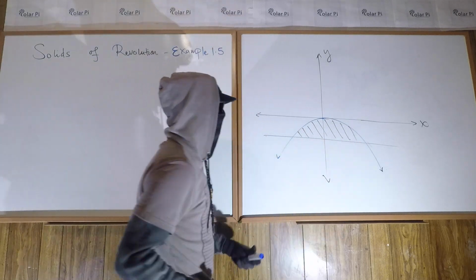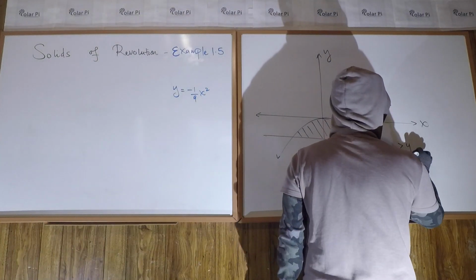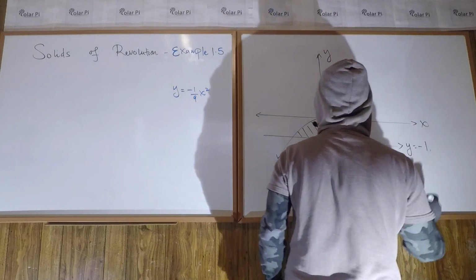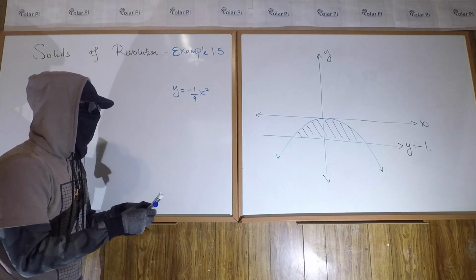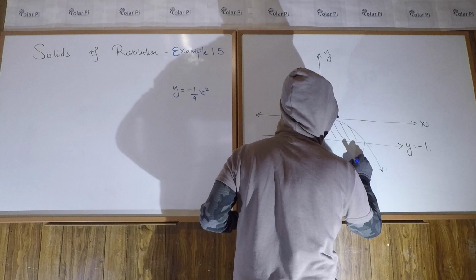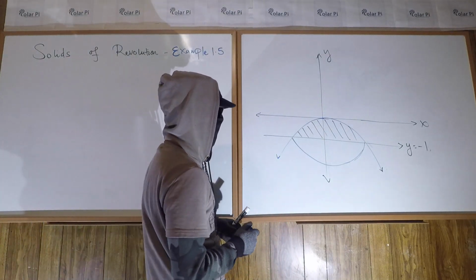All right. So there that goes, and we're revolving it about the line y equals -1. So our solid is going to look like this. Let me try to do my best to mirror it. It's not a good mirror, but whatever.